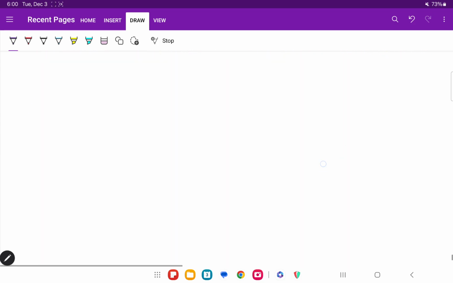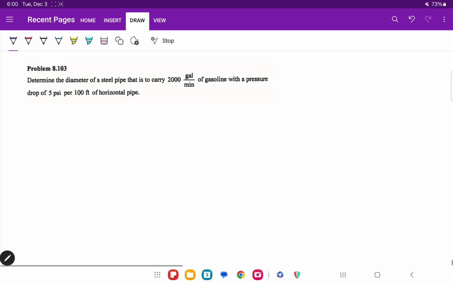So let's solve the last problem. Yes, this is the last problem. Problem number 103. Determine the diameter of a steel pipe that is to carry 2000, so we know the flow rate, 2000 gallons per minute of gasoline.